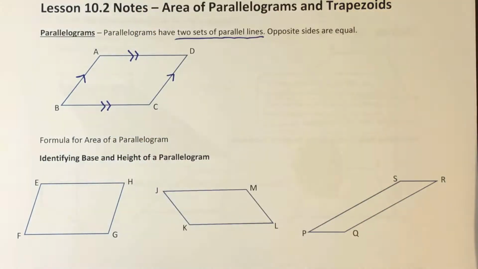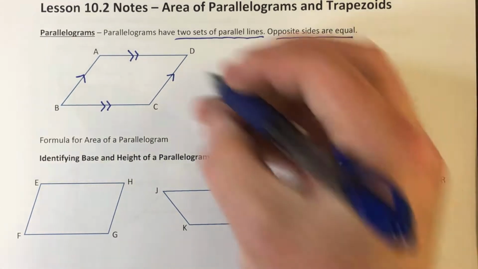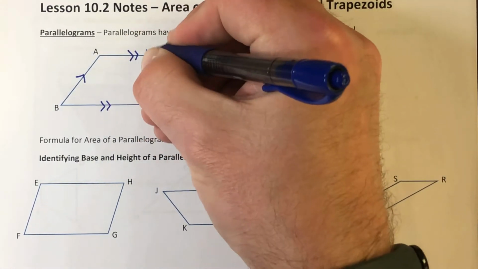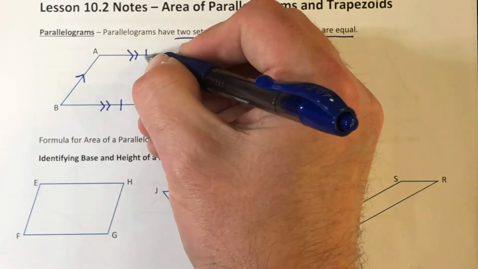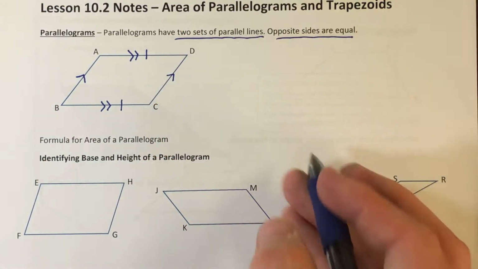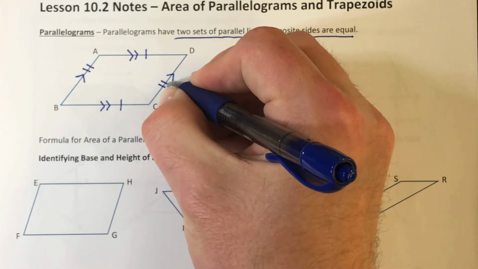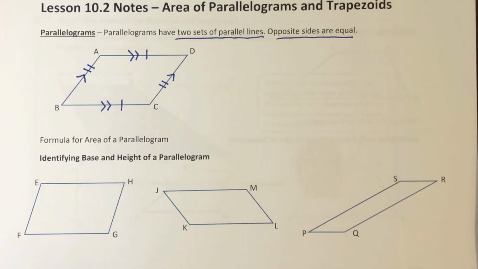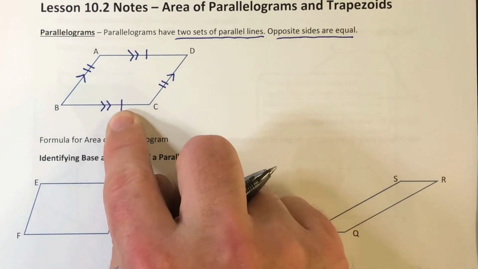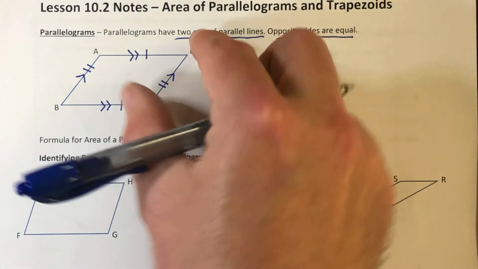Our next characteristic of parallelograms is that the opposite sides are equal to each other. So line AD is going to be the same size as line BC, and that's how we would note sizes are the same. And line AB is equal to line DC. So again, we note that with dash marks, showing that they're the same size or same length.